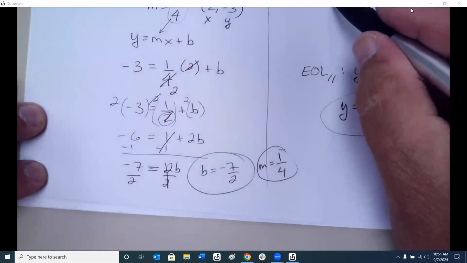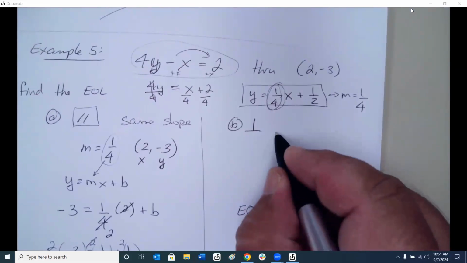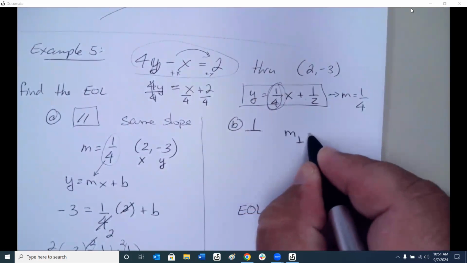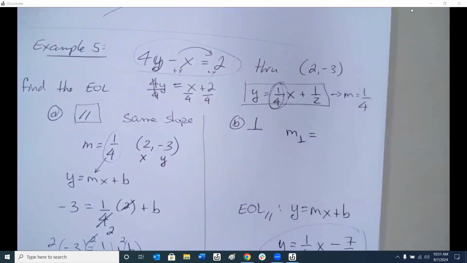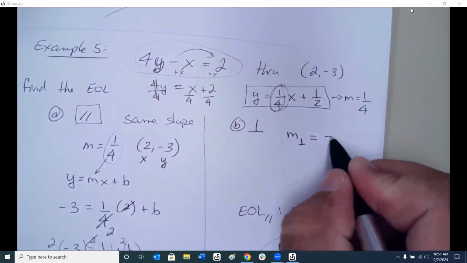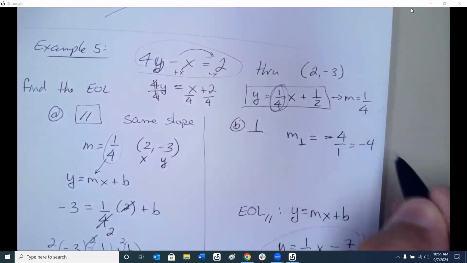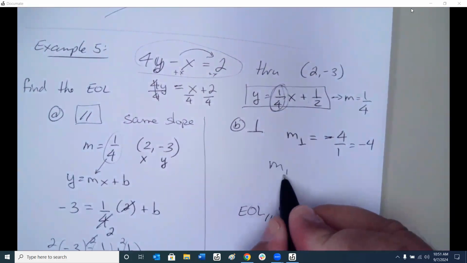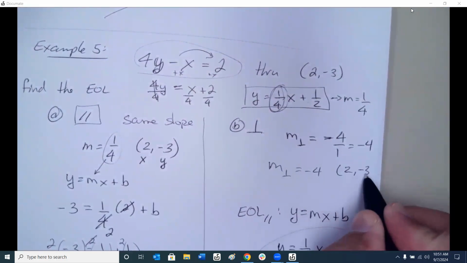Now, if it's perpendicular, what's the slope perpendicular to this one? If the slope is 1/4, what's the slope perpendicular? Yeah, so I got to change the sign and I got to flip that. So it's -4. So the slope I'm going to use for this one is -4, and it has to go through that point.